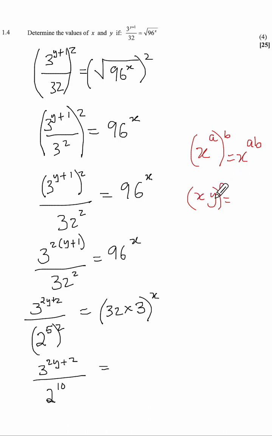So x to the power of a, y to the power of a, x to the power of a, y to the power of a. The power a affects everything. So in the same manner here, I'm gonna have 32 to the power of x, and also that multiplied by 3 to the power of x.